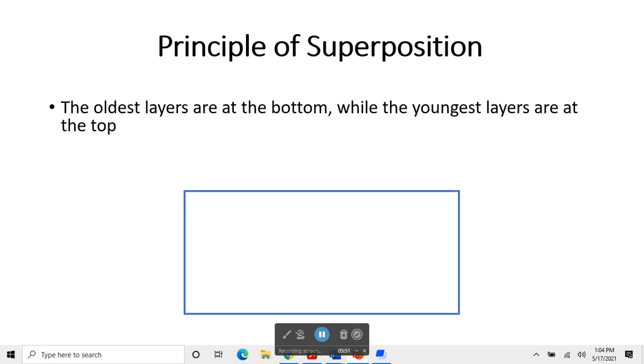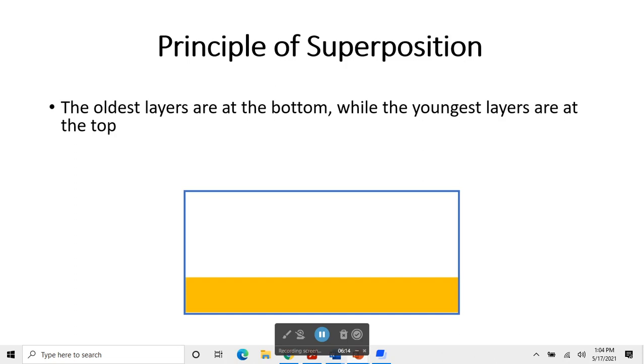The principle of superposition, very easily stated, simply means that the oldest layers are at the bottom while the youngest layers are at the top. So you can think of this as if you're building a layered cake. When you put the first layer of cake in the bottom, that is the layer that was deposited first, and thus it's the oldest layer.